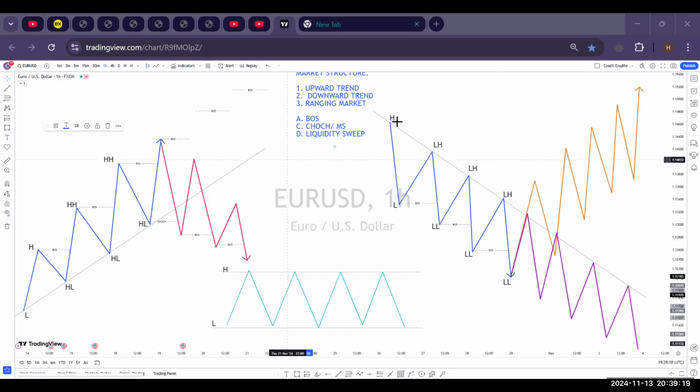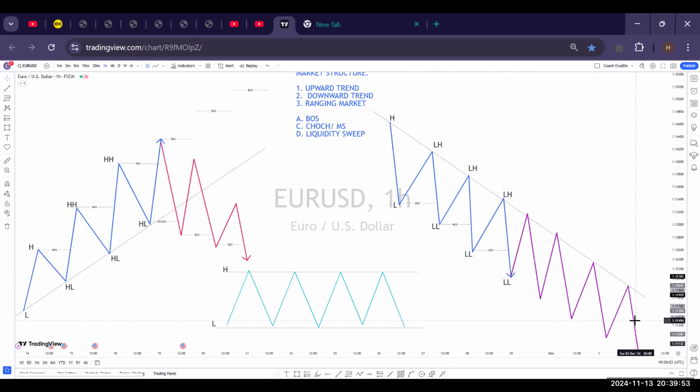So once price is moving in a downward direction, it prints a high and also prints a low. Now, look at what price is doing. Let's create a high, a low, a lower high, a lower low, a lower high, then a lower low. Now, don't mind what I did here.